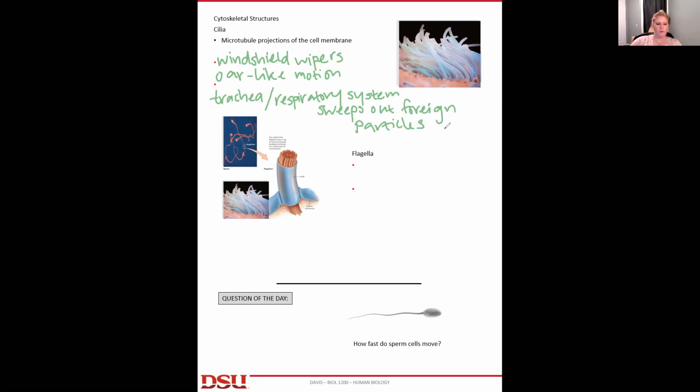All right, then we have flagella. Flagella, also microtubules. These form more of a whip shape.